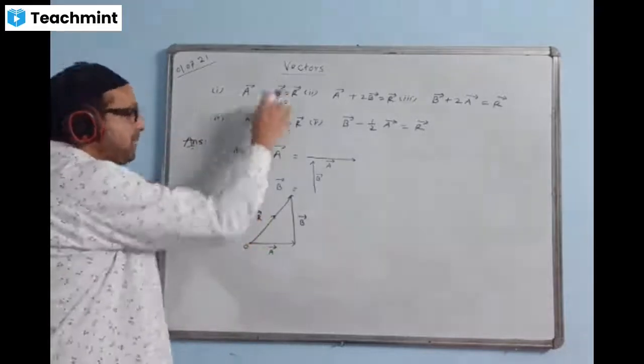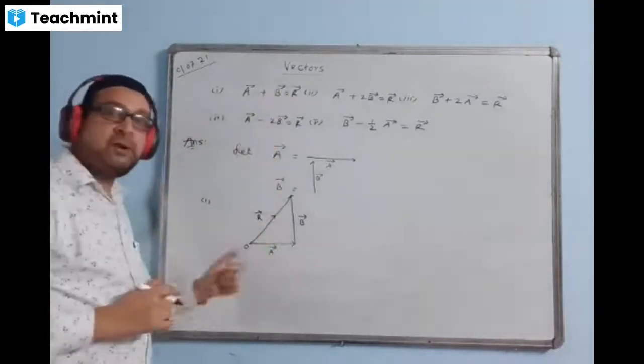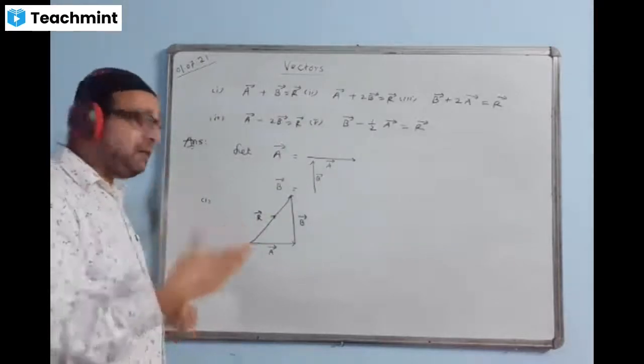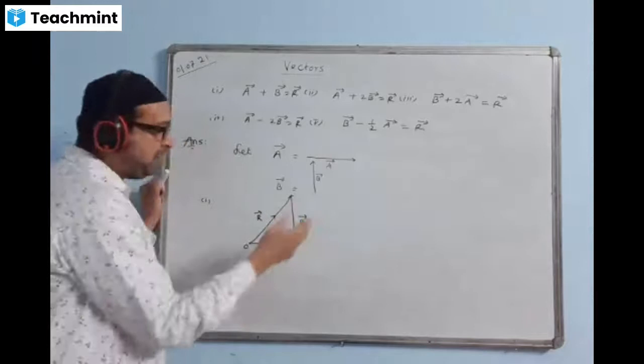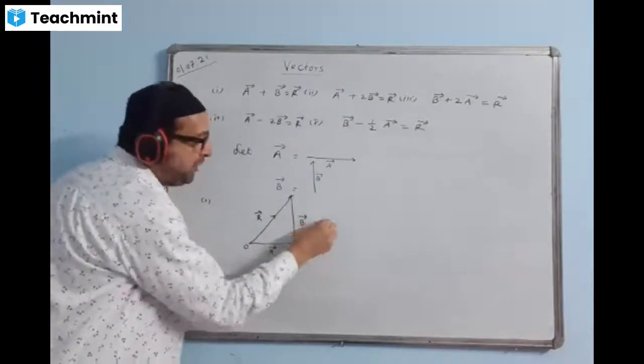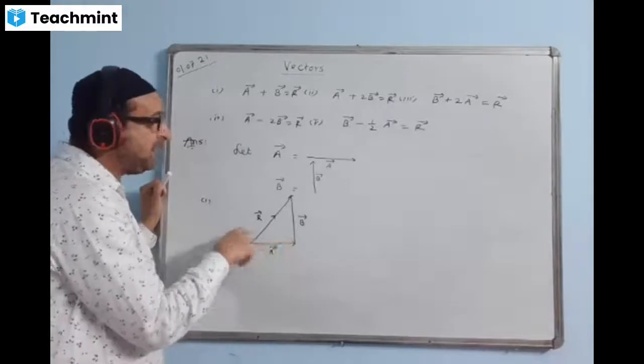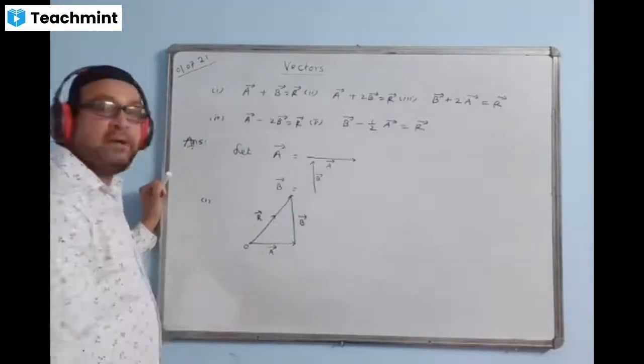What is this R actually? R is A plus B, the resultant of these two. We are just drawing a diagram out here. And if they ask you to find the magnitude, then suppose the magnitude of A is 3 Newton, and the value of B is also 3 Newton. Then R, with a 90 degrees angle, the formula will apply.